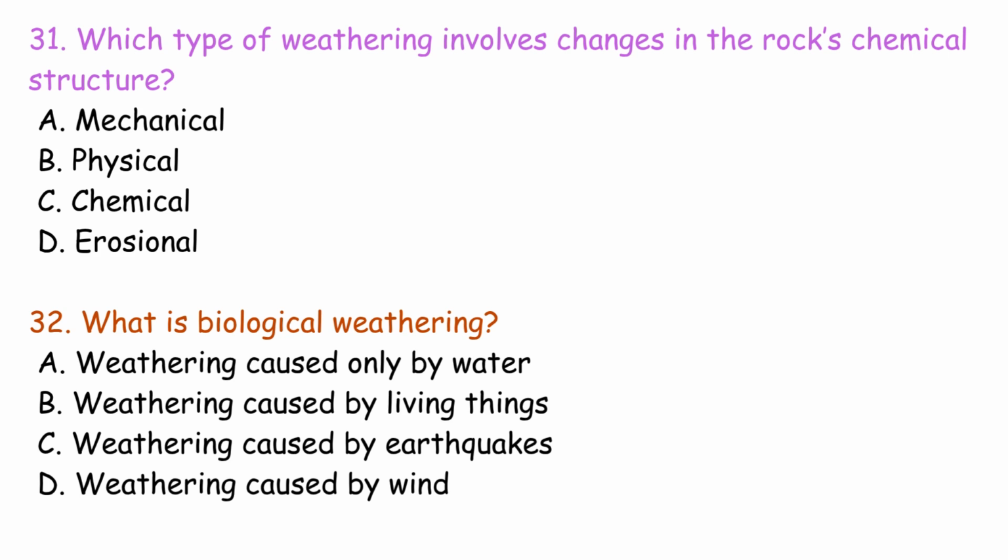Alright, now let's jump into the last two questions. Ready? Let's go. 31. Which type of weathering involves changes in the rock's chemical structure? A. Mechanical. B. Physical. C. Chemical. D. Erosional. 32. What is biological weathering? A. Weathering caused only by water. B. Weathering caused by living things. C. Weathering caused by earthquakes. D. Weathering caused by wind.